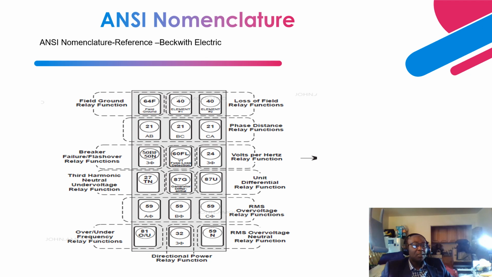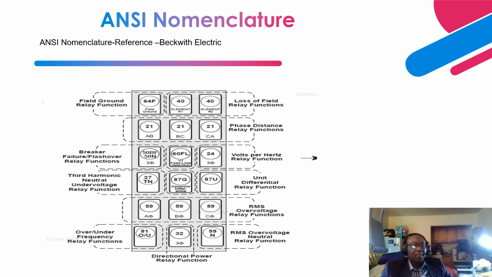Next is ANSI device 64F, and that is a field ground on the rotor. Let's say there's a turn-to-turn short on the rotor, it is this relay, 64F, that detects the fault.